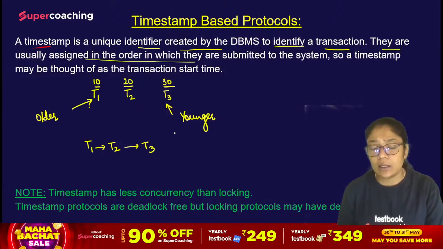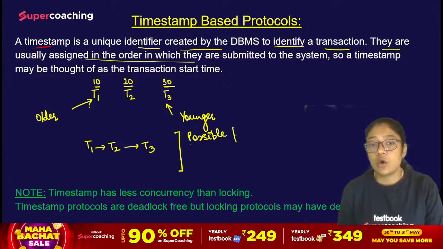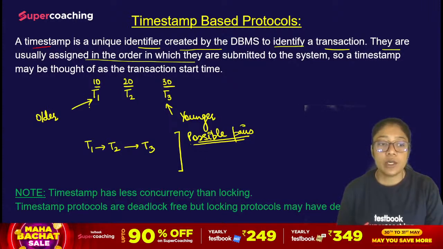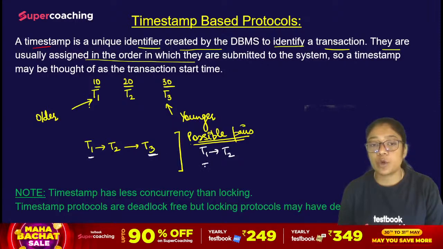Or in other terms, if I talk about the possible conflict pairs, here we will be having three possible conflict pairs. What is that? That is T1 to T2. This is one conflict pair. First T1 will come, then T2. Next conflict pair is, first of all, T1 is coming up, then T3 is possible. T1 to T3. Similarly here, it's T2 to T3.